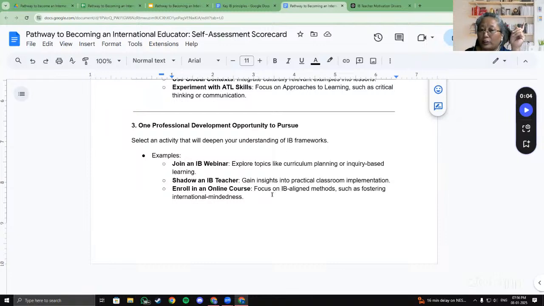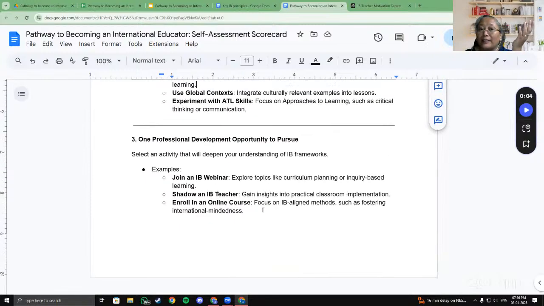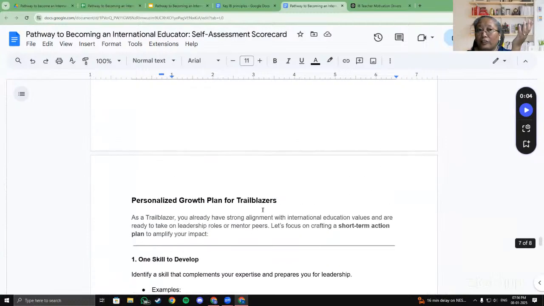Shadow an IB teacher, gain insights into practical classroom implementation, and enroll in an online course. So focus on the different methods that are used for teaching and learning by IB teachers so that you can develop international mindedness in your students. So these are examples, okay, that I have shared over here.